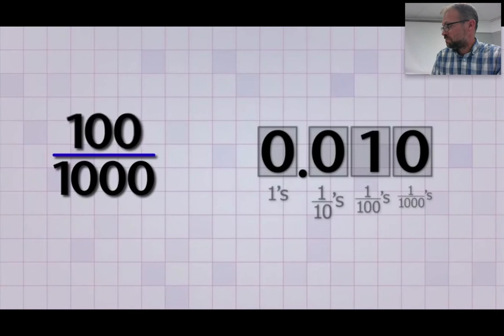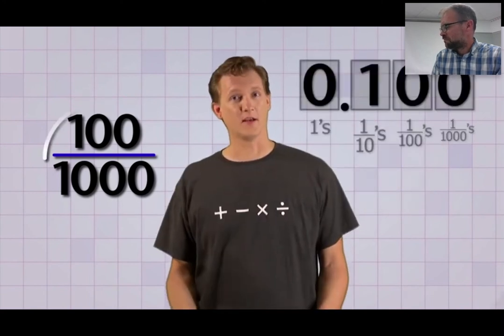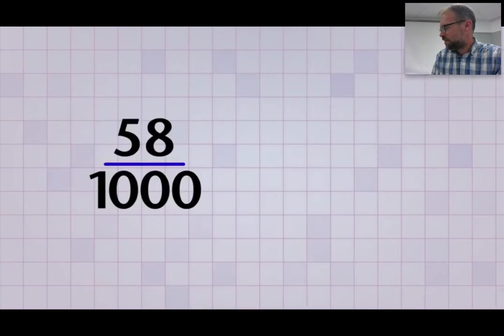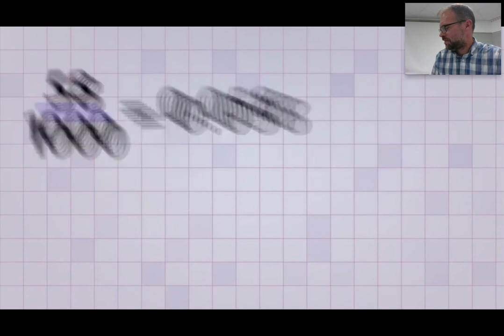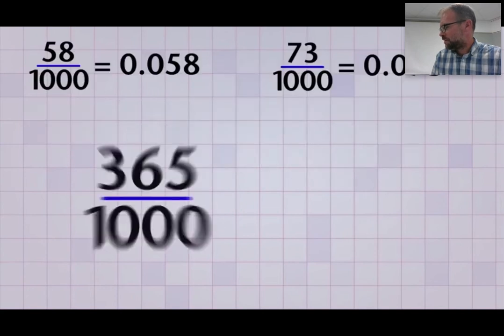All right, what if we have 100 over 1,000? Now that's a 3-digit number on top, so we're going to need to use 3 number places: the thousandths place, the hundredths place, and the tenths place. So as you can see, 100 over 1,000 is just the same as 1/10. Let's see a few more examples. 58 over 1,000 is 0.058. 73 over 1,000 is 0.073.